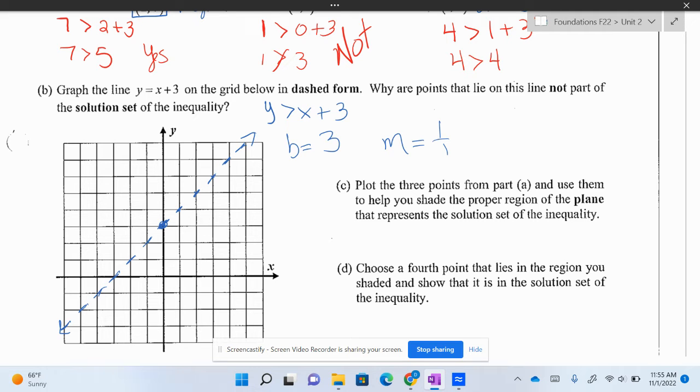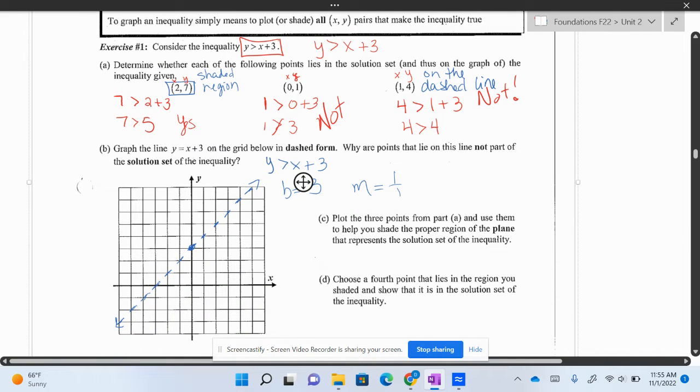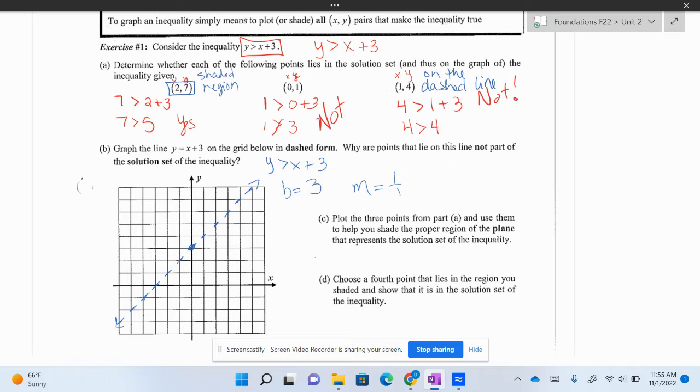Okay. The ordered pair that we plugged in first was the ordered pair 2, 7. So 1, 2, up 1, 2, 3, 4, 5, 6, 7. Did we say that 2, 7 was a solution? And so that means it's going to be in the shaded region. So I'm going to shade this side, which makes sense because I'm shading above the line.